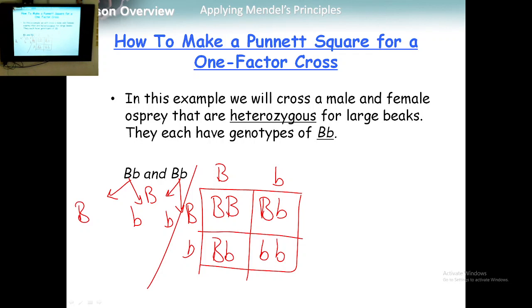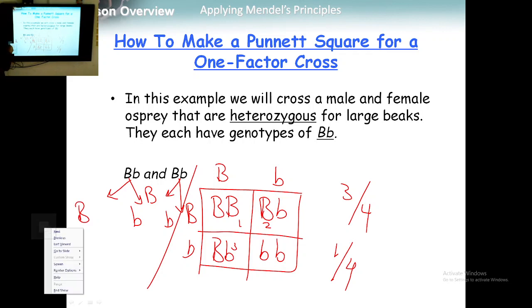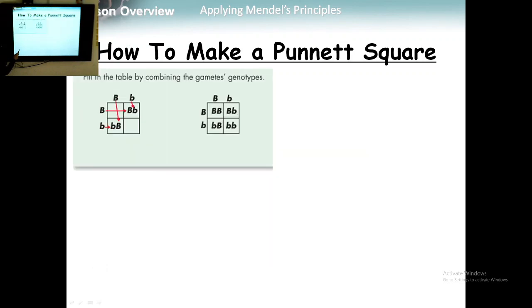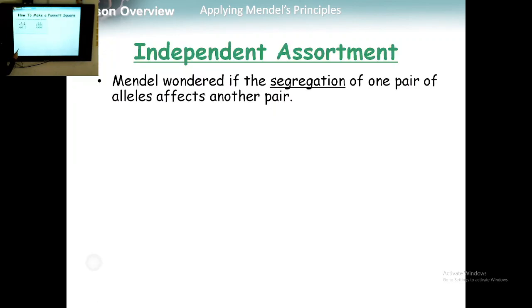The probability of getting large beaks here is 3 over 4, and the probability of getting small beaks is 1 over 4. You have to know how to find the probability, and you have to know how to find the offspring. Okay, is that clear? This is the same thing, and this is how you will find the offspring.